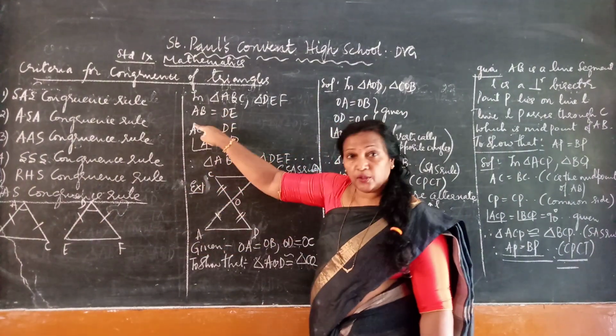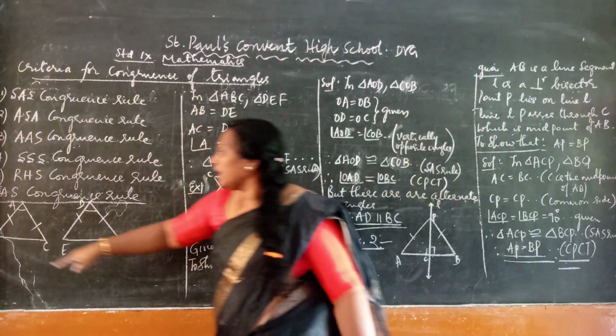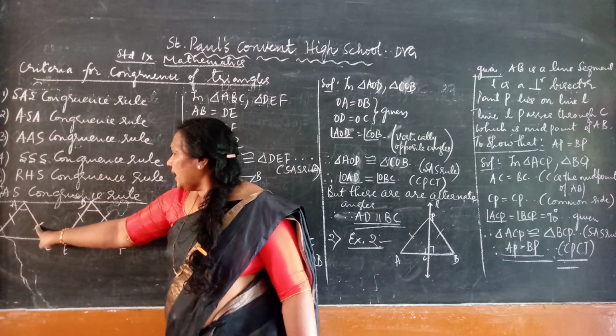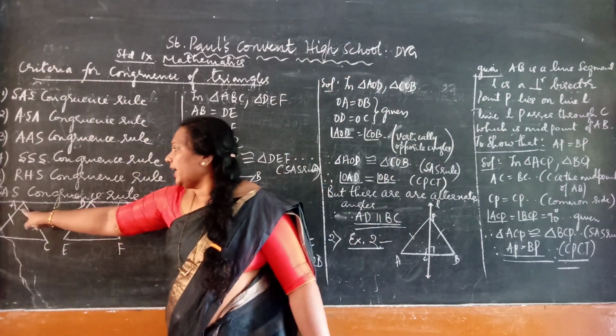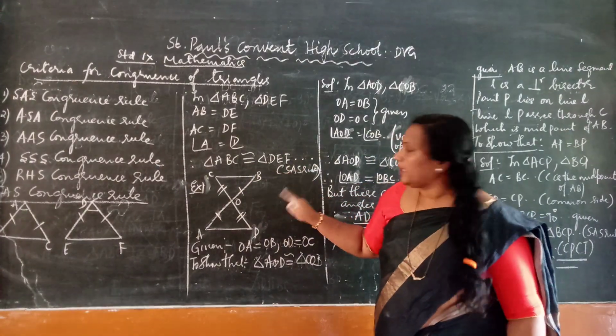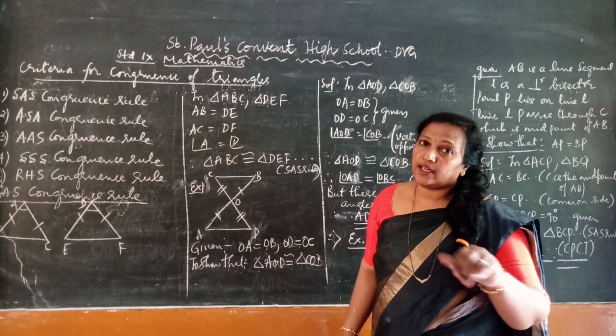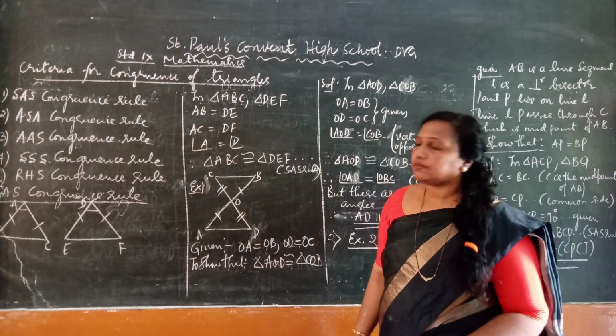After drawing, you have to write in triangle ABC and triangle DEF. AB is equal to DE, AC is equal to DF, angle A is equal to angle D. Therefore, the 2 triangles are congruent by which rule? SAS rule. Let me solve the example 1 based on SAS rule.